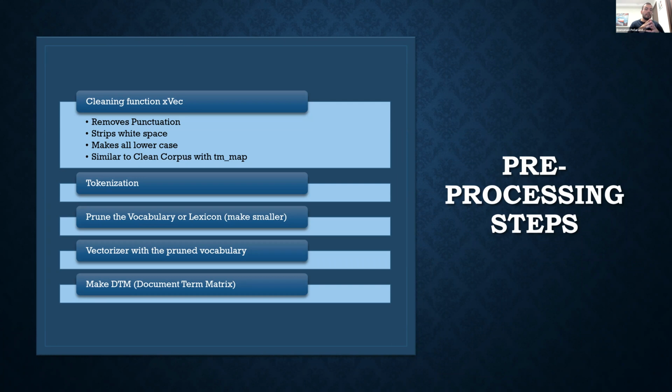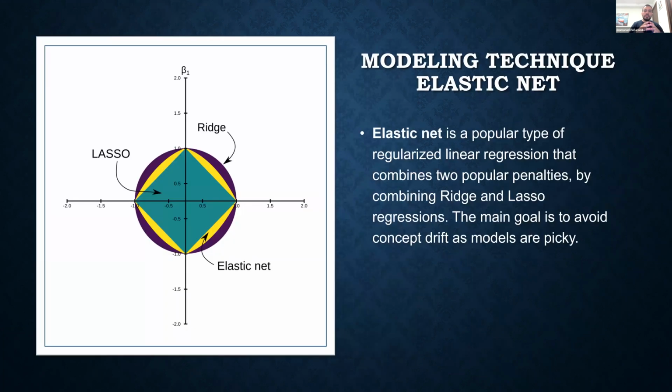And then we created the term document matrix, where each document is a tweet, and the terms are all these different tokens which we created, right? And so this is the pre-processing step.